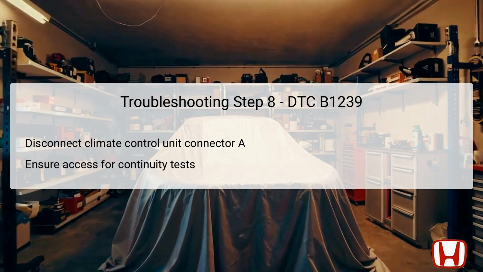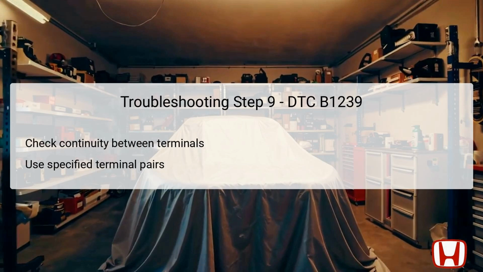system's operation. The final step involves checking for continuity between specific terminals of the climate control unit connector A and the front mode control motor 7P connector. The terminals listed in the diagnosis should be paired and tested meticulously for continuity, ensuring there are no breaks in the circuit or faulty connections. This procedure determines if the electrical signals can appropriately transfer between the two components, thus validating whether the issue lies within the connectivity or any downstream components.